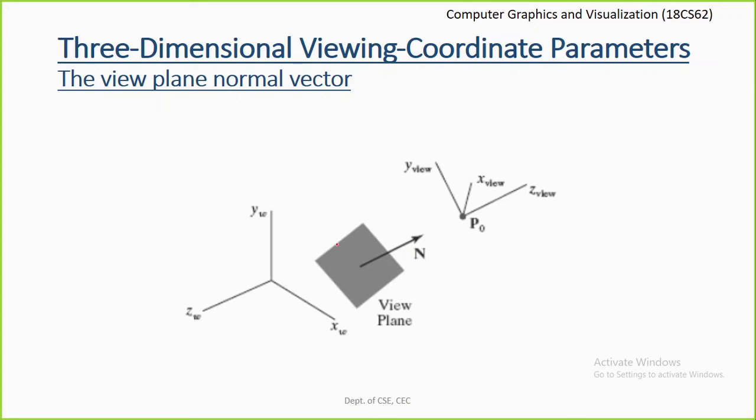Suppose we have a view plane on which we are going to view the projections of the given objects here. Now we need to first consider a normal vector called the view plane normal vector, which is normal to this particular view plane. There are two advantages of this view plane normal vector. First thing is it is in the direction of the z view. So if you get the direction of this view plane normal vector, we can also get the direction of the z-axis of the viewing coordinates. It is in the direction of the z-axis of the viewing coordinates.